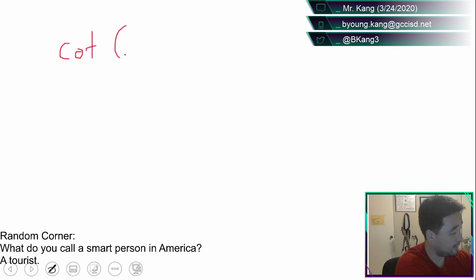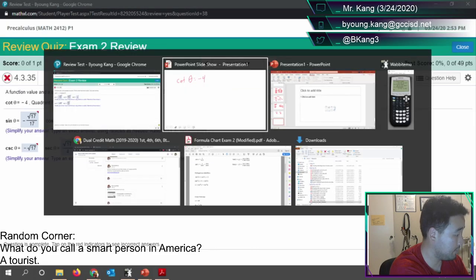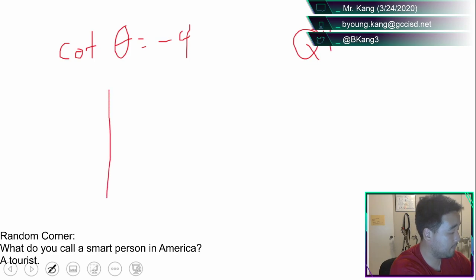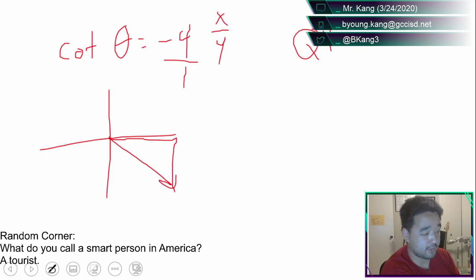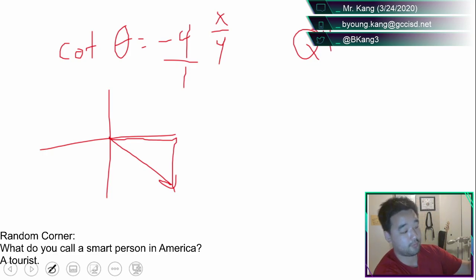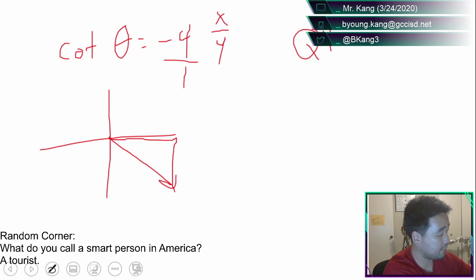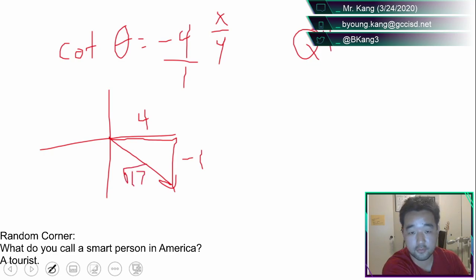Okay, so if cotangent theta is -4, and they tell you you are in quadrant 4. Remember, cotangent is x divided by y. Because you're in quadrant 4, your x coordinate has to be positive and your y coordinate has to be negative, because you're going from the origin right and then down. So with cotangent -4, the x coordinate would be 4 and the y coordinate would be -1. That creates that -4 effect. Pythagorean theorem here: you add them together, you get square root of 17, because remember, -1 squared is +1.